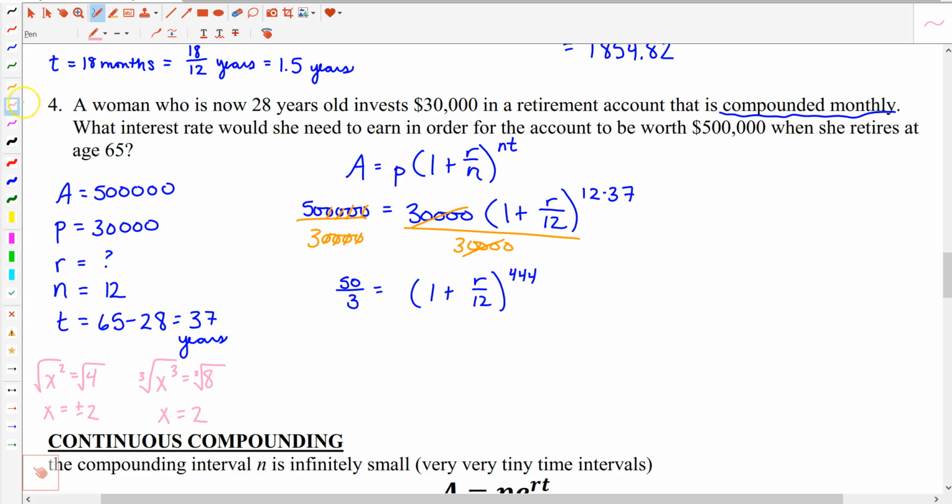Coming back up to this problem then, how am I going to undo raising something to the 444th power? We're going to have to take the 444th root of both sides. So here's what this would look like on paper. Now I'm going to go ahead and rewrite this line and then leave myself some room to introduce that radical. So I would have 1 plus r over 12 raised to the 444th power, and we are going to apply a 444th root to both sides.